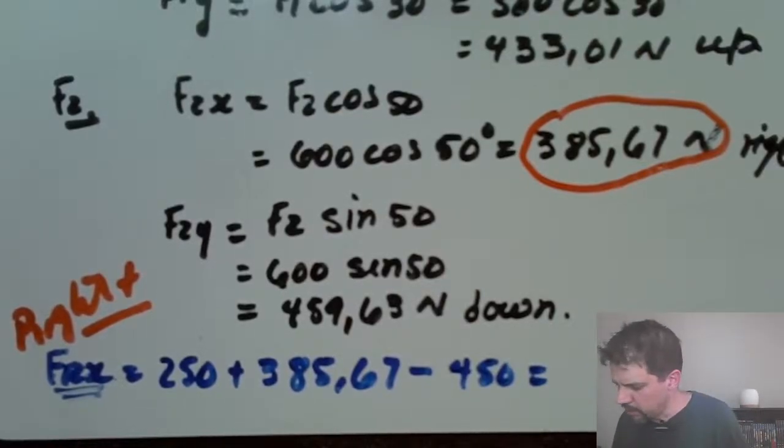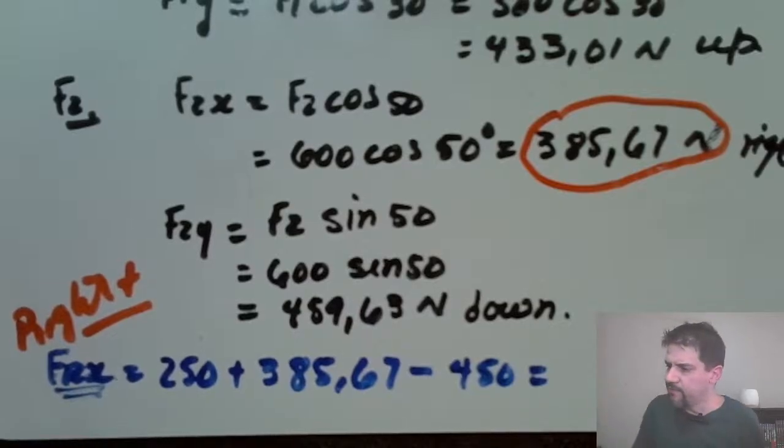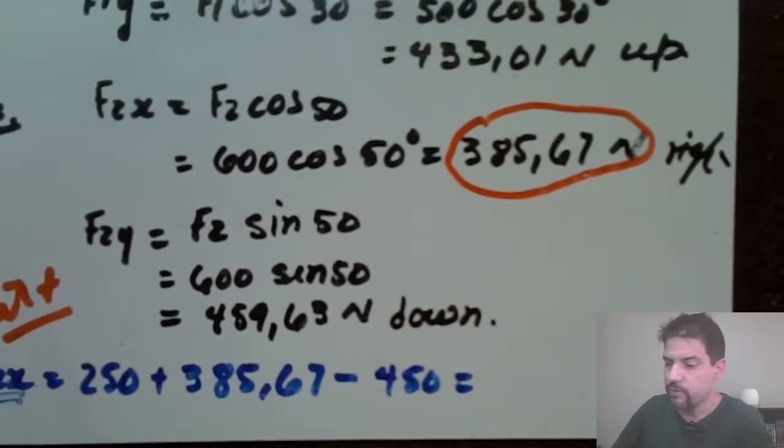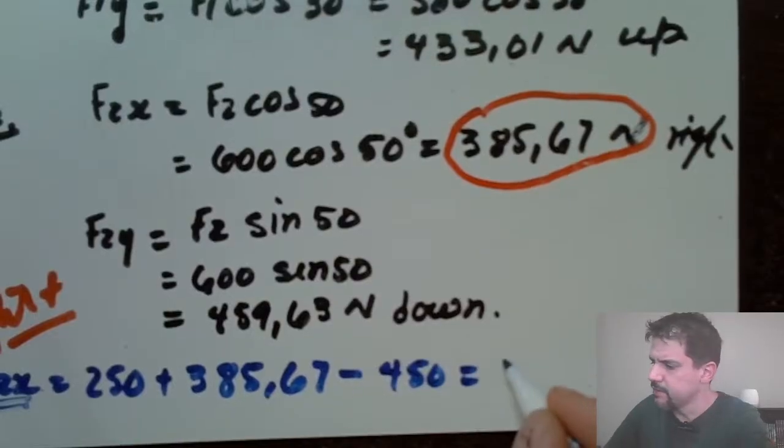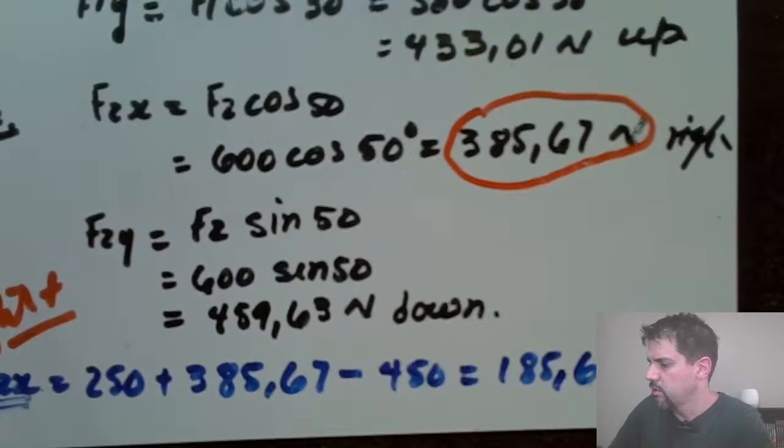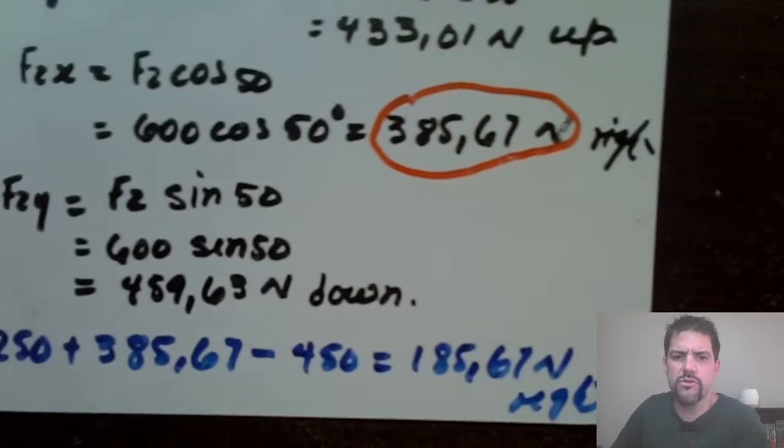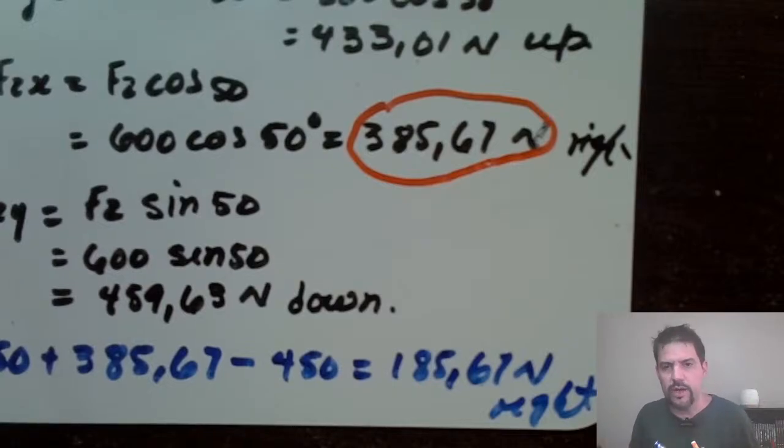Let me calculate quickly. 250 plus 385.67 minus 450, and that gives me 185.67 to the right. Also important that that one is to the right. So it's going to be 185.67 Newton. Right. It is important to write, or identify, that it is to the right. I'll show you why. For the next question, it is very important to know.